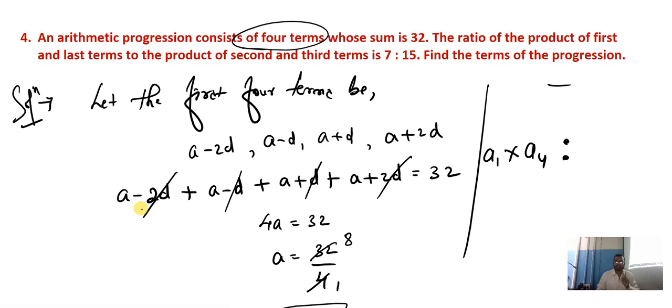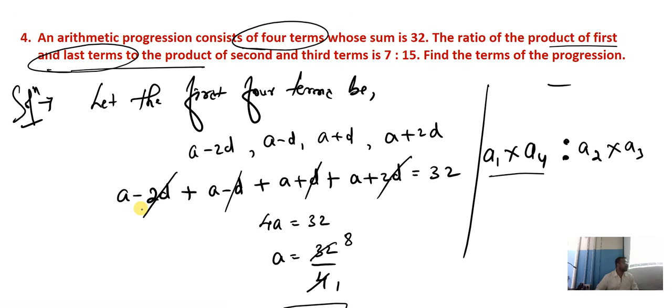रेशियो है. रेशियो किस किस का? प्रोडक्ट. पहले मल्टीप्लाई करना कहते हैं. किसे मल्टीप्लाई करना? फर्स्ट टर्म विथ फोर्थ टर्म. लास्ट टर्म इज फोर्थ टर्म हियर. The ratio of the product of first and last term to the product of second term and third term. That is a3. Understood the condition?